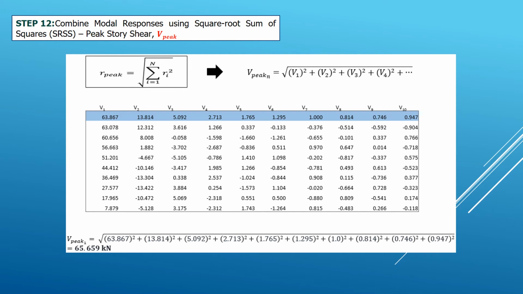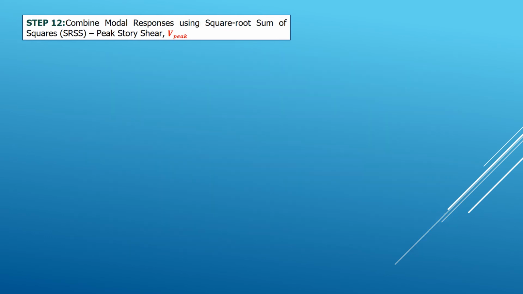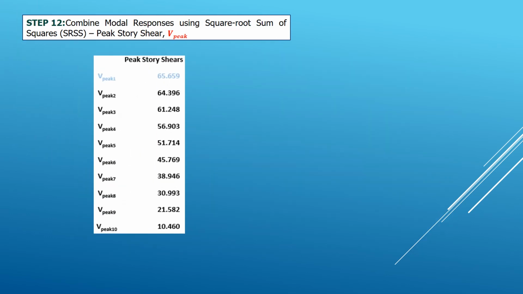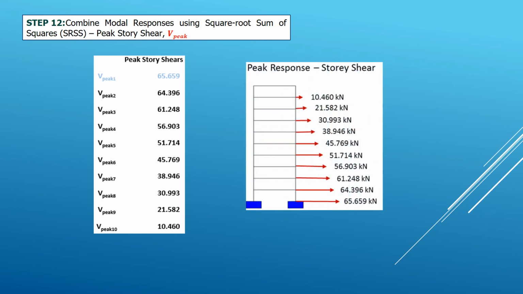To determine and calculate the V peak 2 to V peak 10, same process lang yung gagamitin gaya ni V peak 1. So, ito na yung result ng lahat ng V peak from 1 to 10. So, ito rin yung kanyang figure. Dito pa rin tayo mag-start sa baba kasi shear yung ating na-solve.